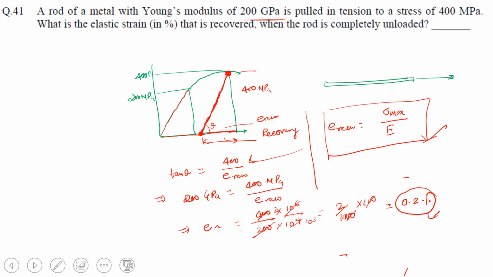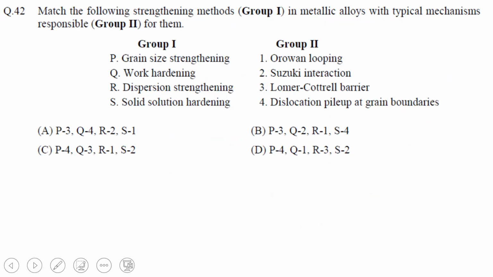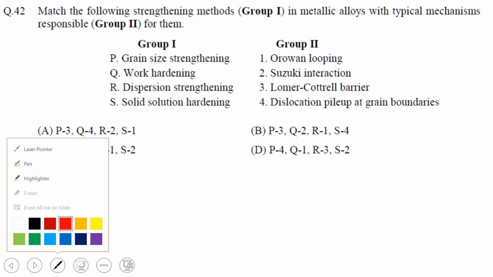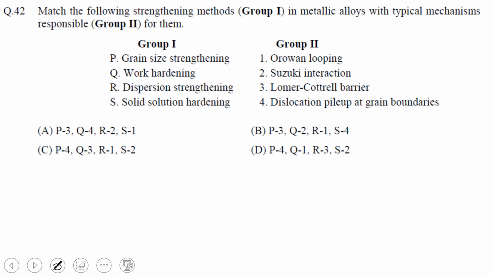Okay, now let us move. Match the following strengthening mechanisms in metallic alloys with the typical mechanism responsible for them. The first one is grain size strengthening, then work hardening, dispersion strengthening, then solid solution strengthening.